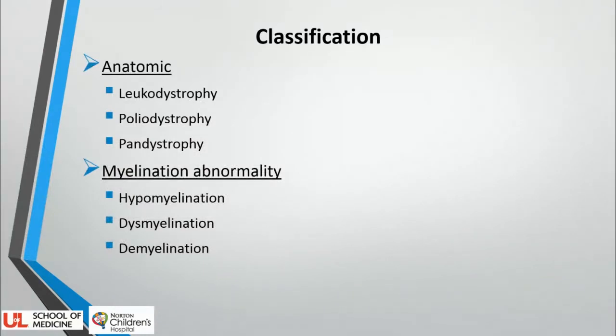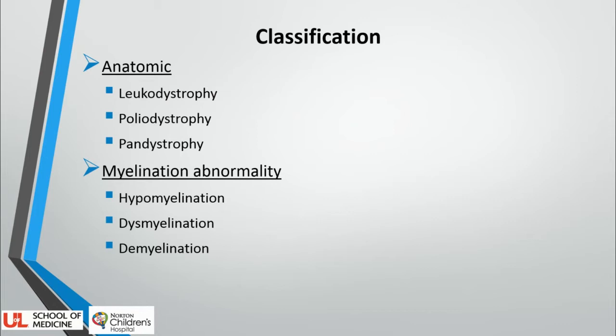These disorders are classified as leukodystrophies when they involve white matter only, polydystrophies when they involve gray matter only, and pandystrophies when they involve white and gray matter. Today's discussion will be on leukodystrophies.